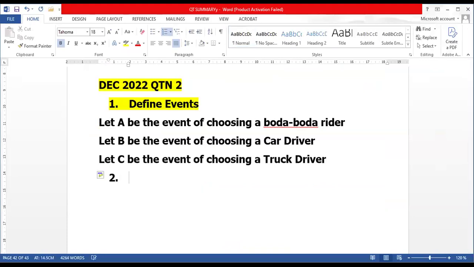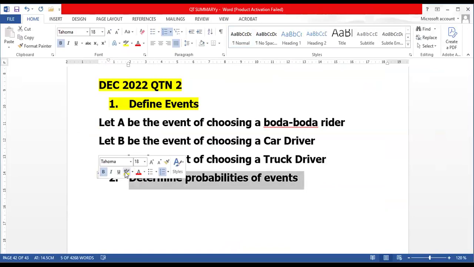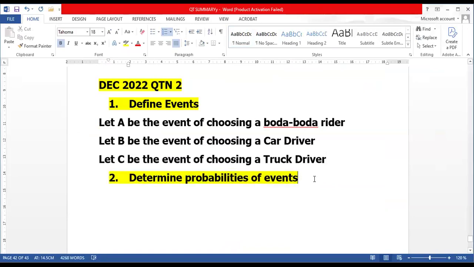Number two, you determine the probabilities of events. That is step number 2. Let's determine the probabilities of these events. What is the probability of you choosing a border rider who is insured? What is the probability of choosing a car driver who is insured? What is the probability of you choosing a truck driver who is insured? So that's what we are going to do.